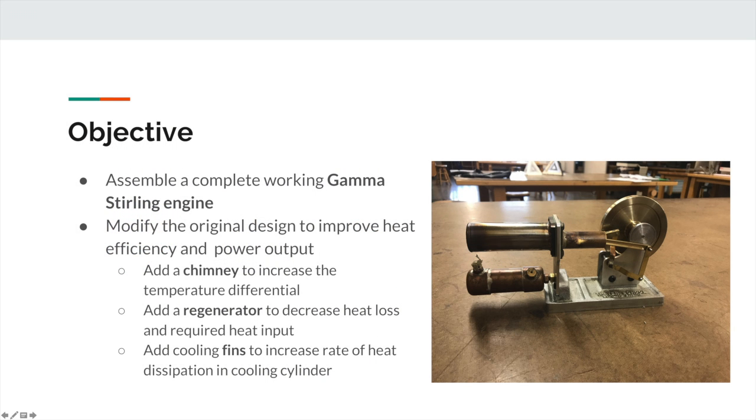Our group took on the task of assembling and modifying the original gamma Stirling engine design to improve thermal efficiency and power output. Our 3 ideas for design modifications were adding a chimney, a regenerator, and cooling fins. The chimney was designed to increase heat transfer to the heating cylinder, thus increasing the temperature differential.